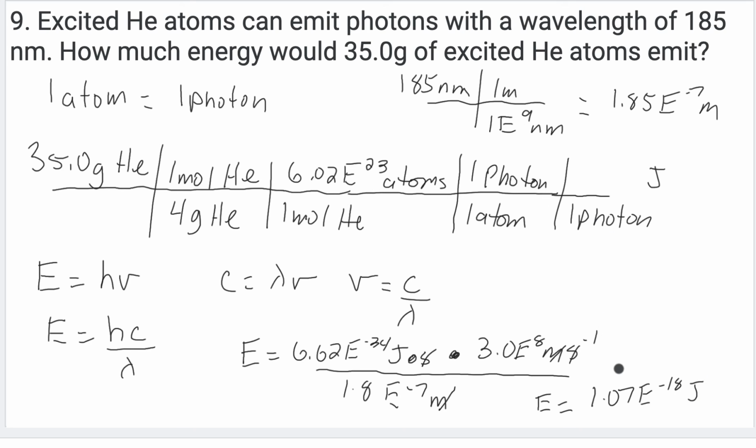So now I can take this number and plug it in right here. That's how much energy one photon has. And I can do all that math, and I end up getting 5.64 e to the 6 joules. 5.64 e to the 6 joules is the answer.